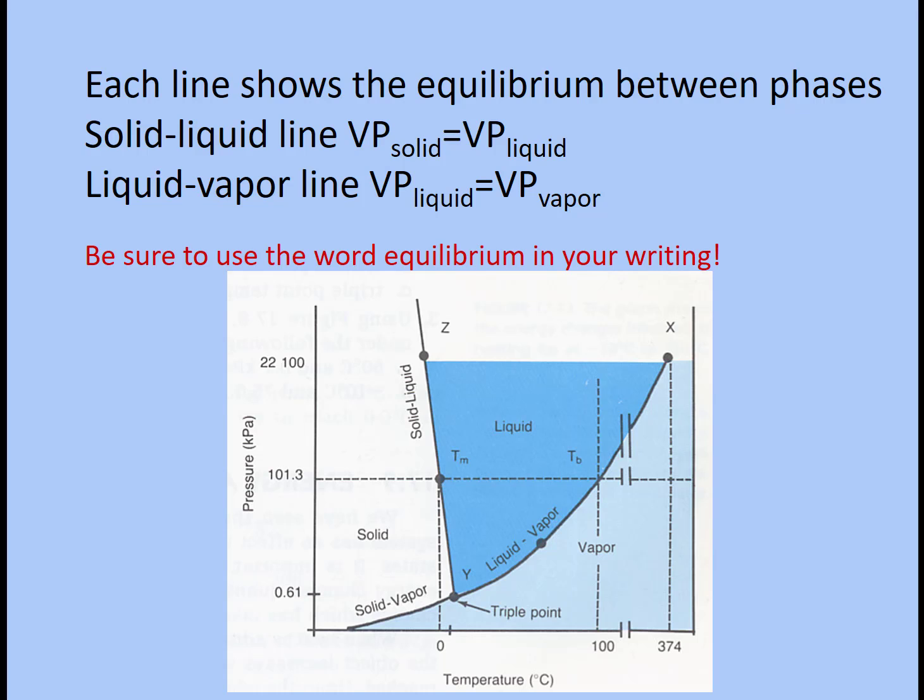Make sure that when you're looking at those changes of state in matter that you use the word equilibrium in your writing. So when something is melting, going from a solid to a liquid, it is at a state of equilibrium, going from a solid to a liquid. If something is boiling, then it is going from a liquid to a vapor, or a liquid to a gas. It is at equilibrium when it is doing that.